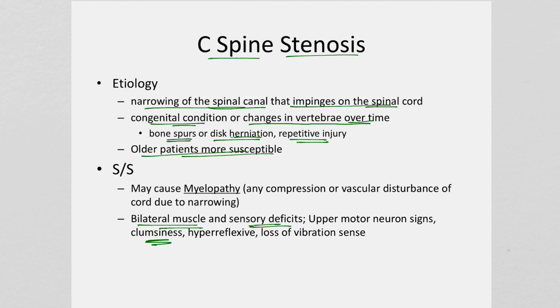Key thing with spinal stenosis is it's the spinal cord itself. And so that patient is going to have bilateral signs and symptoms. So you'll have to do your upper quarter screen on both the right and the left limbs.